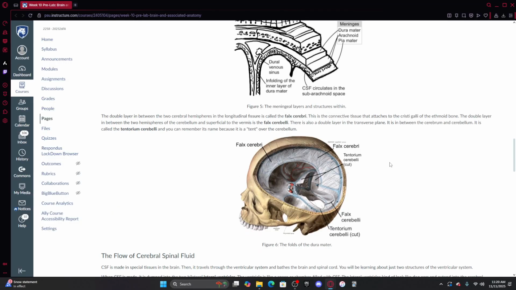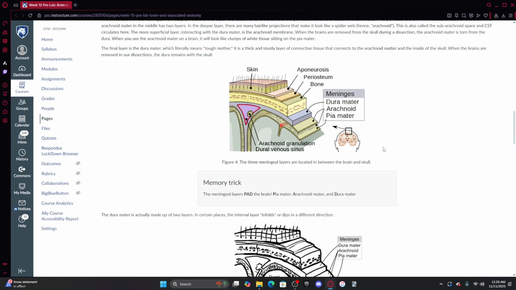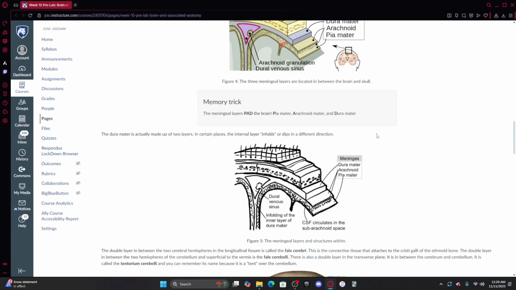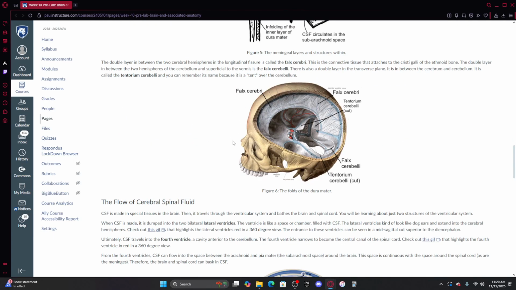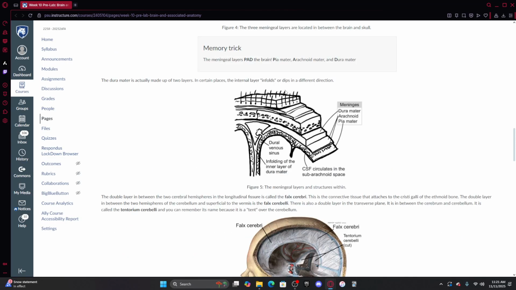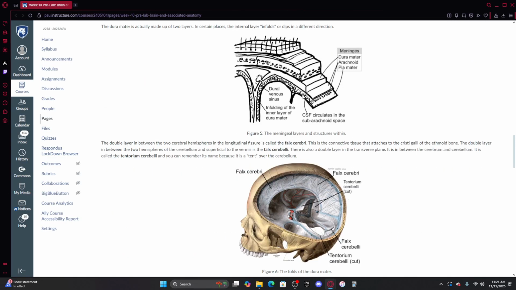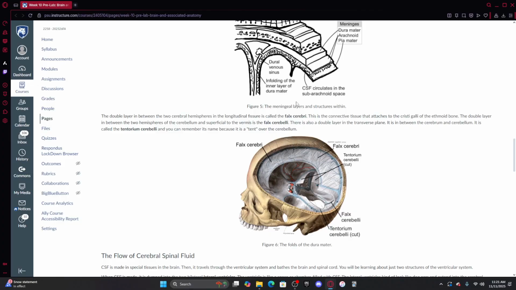Right? So if we look at this structure here, we have a couple of different structures that we can actually see from this picture. So remember, the dura mater is going to be that thick, tough layer, and then you're going to have that spider layer directly over the pia mater. You're going to have that spider-looking layer, which is called the arachnoid mater.